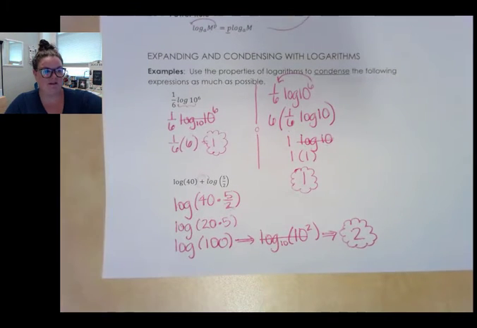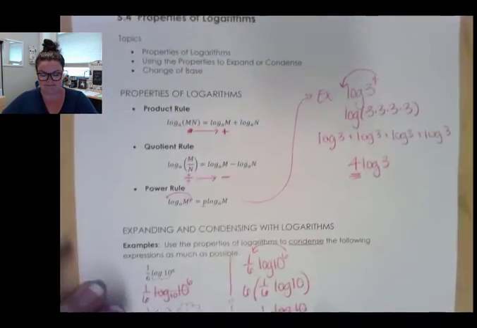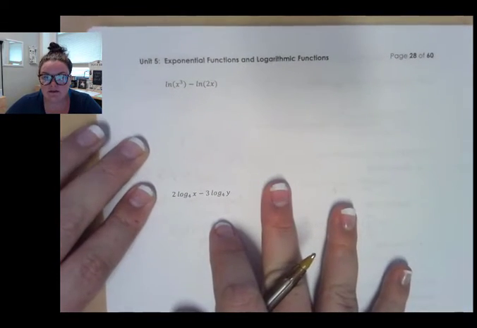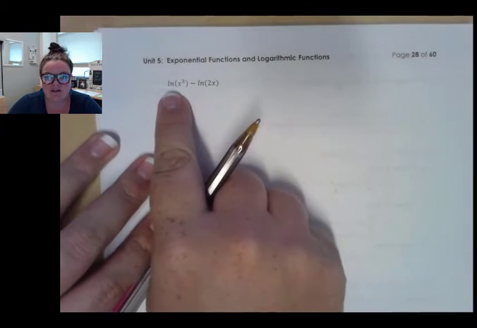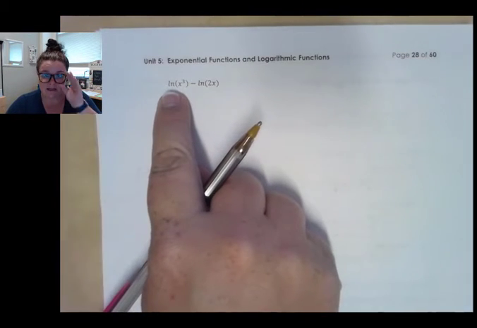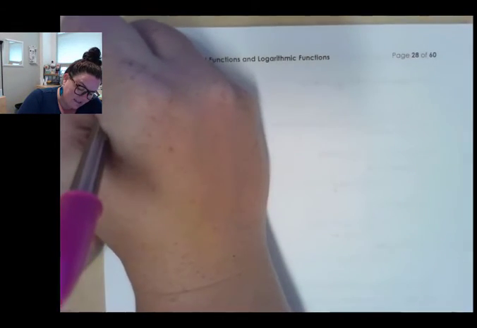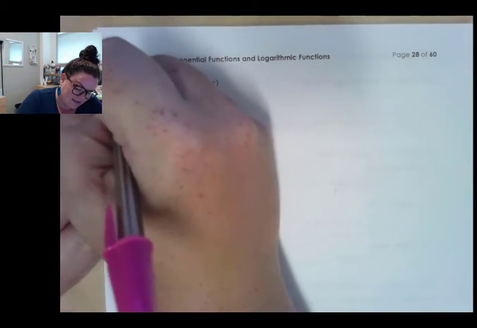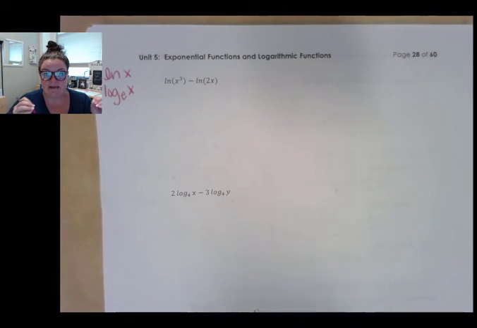Okay. All right, I want to show you 3 more exercising these same properties, and then I'll have y'all try some, okay? All right, so on the top of page 28, we're looking, and notice, I have an ln. ln, remember, is our natural log. So if you see ln x, right, that's the same thing as log base e of x. ln means log base e.